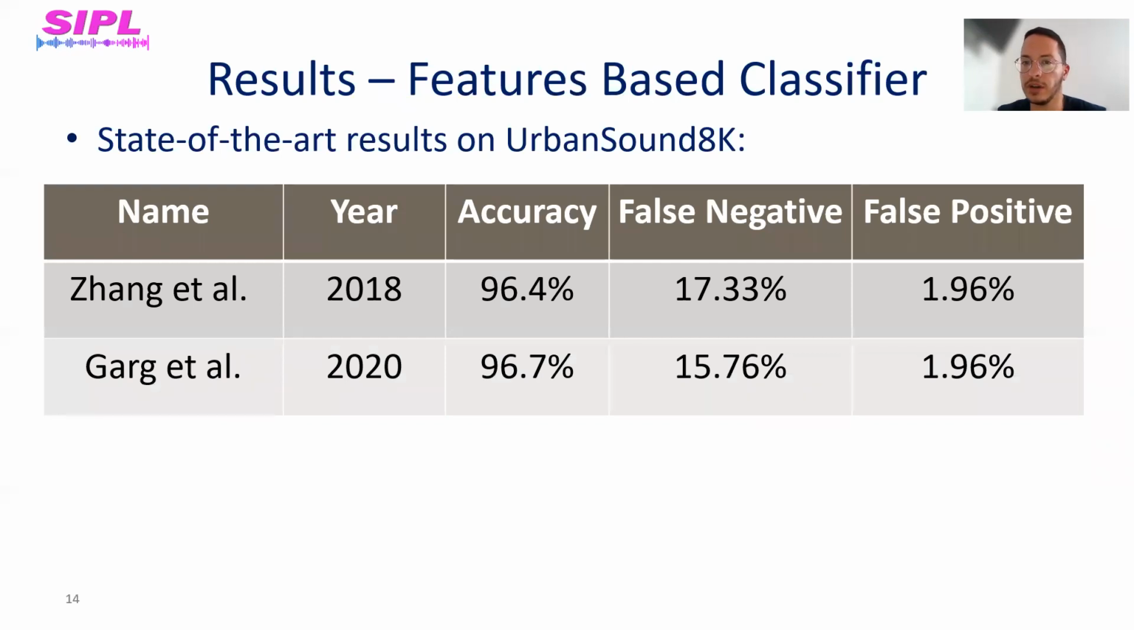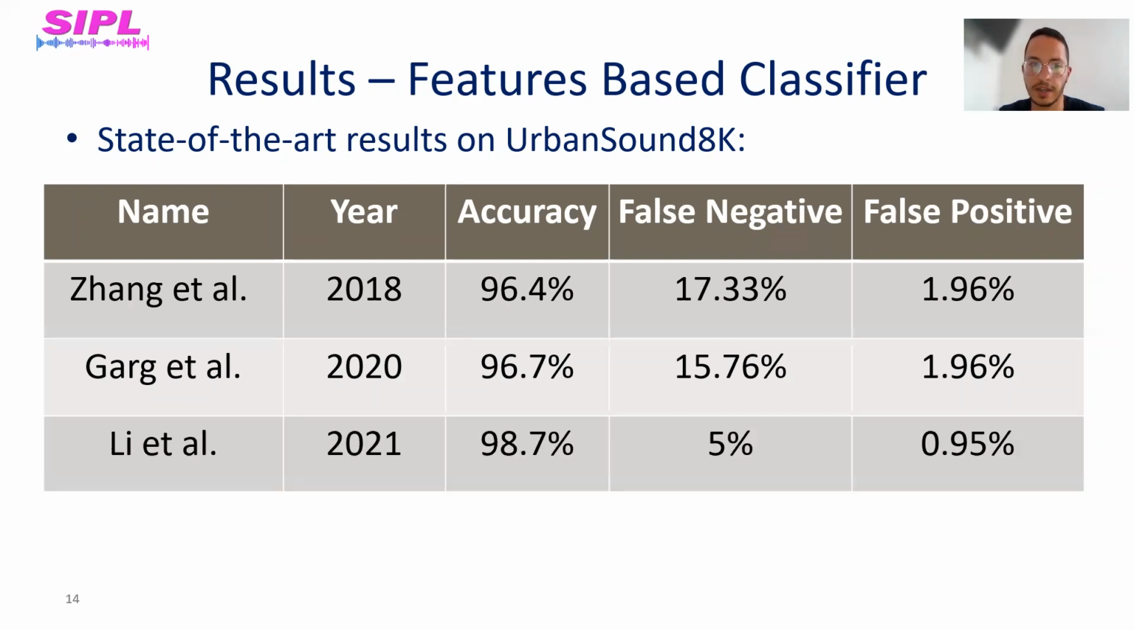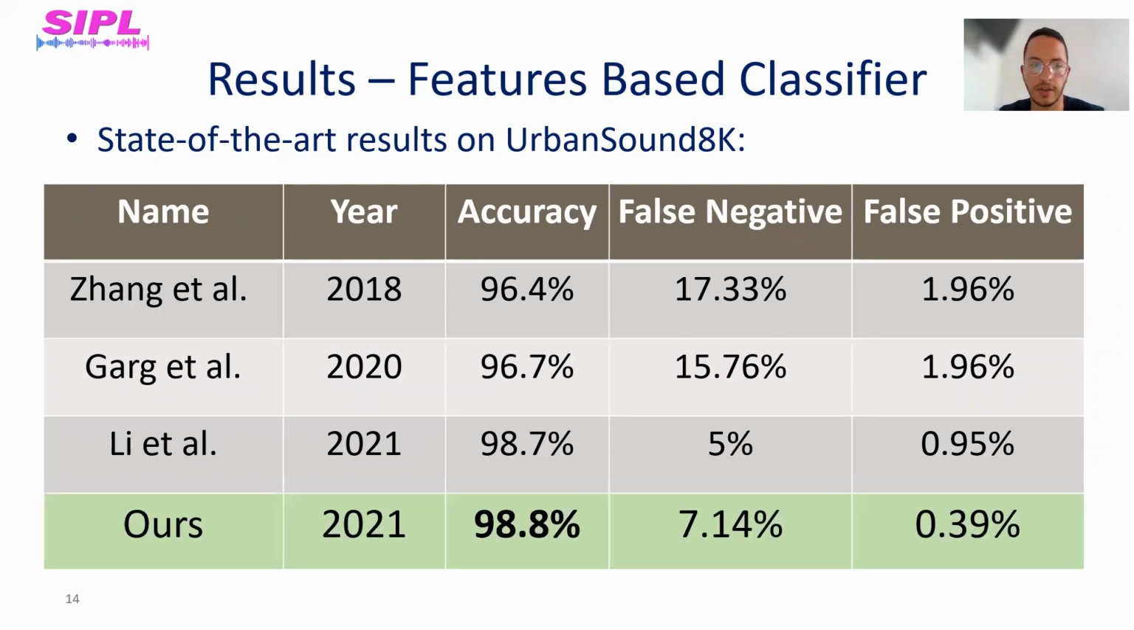Now, most of the results on UrbanSound8K in recent years use deep learning methods. They've used convolutional neural networks based on the spectrogram. The spectrogram was the input. And as you can see, in 2018, Zhang accomplished 96.5% accuracy. Garg in 2020 accomplished 96.7% accuracy. Lee in 2021 accomplished 98.7% accuracy. And we have accomplished with a classical method, no deep learning, using the power of our topological features, 98.8% accuracy.